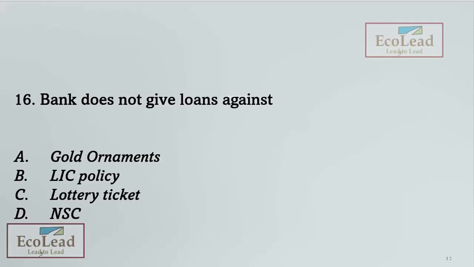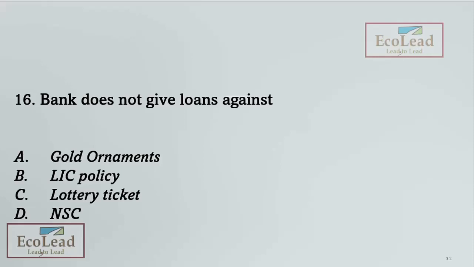Option B is LIC policy. Yes, against LIC policy also we can take loans. Option C, that is NSE. Yes, against NSE also in certain conditions we can take the loans. Let us look at the option D. Option D is saying lottery ticket. Lottery ticket is something which is very much uncertain. We don't know whether we will at all win that particular lottery prize.